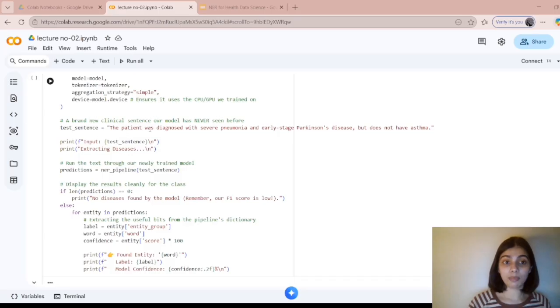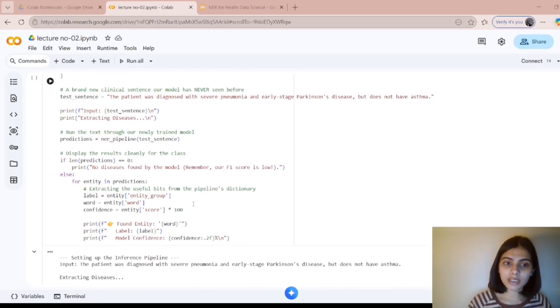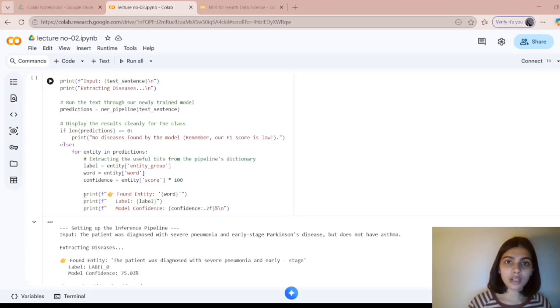And then we're going to test a sentence. We have a test sentence: the patient was diagnosed with severe pneumonia and early stage Parkinson's disease, but does not have asthma. Okay, so we run the text through our newly trained model. We use the pipeline again. We display the results cleanly for the class. And then we use the if-else statement, that if this is this, then print this, else for entity predictions, you are going to extract the useful bits from the pipeline's dictionary. You're going to label it, give it an entity group, a word, a confidence, and then print all these things.